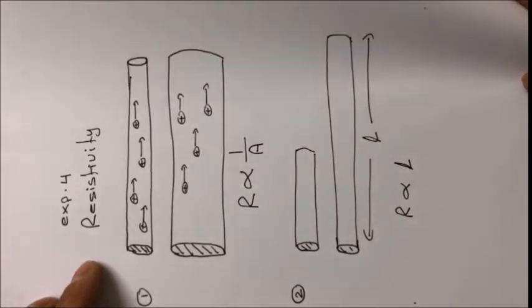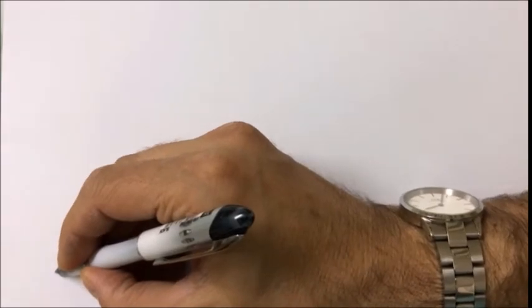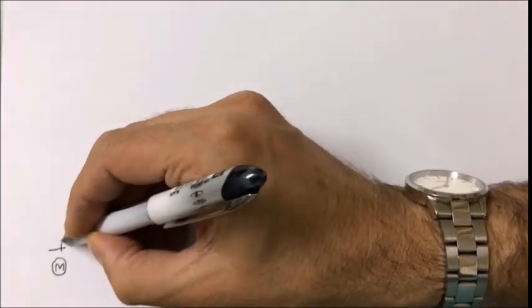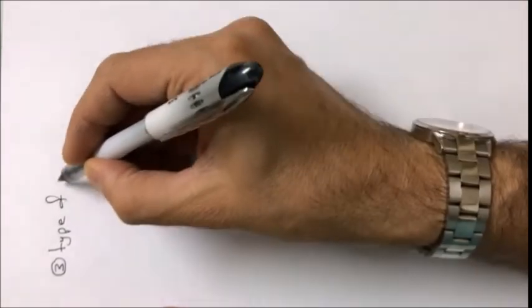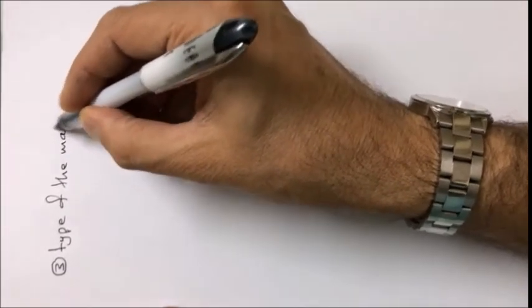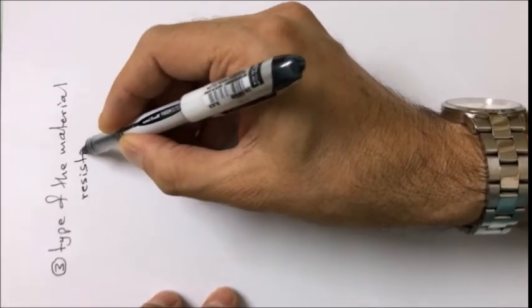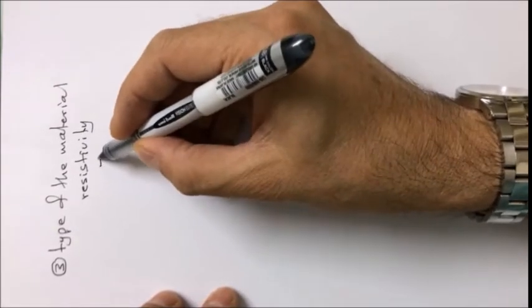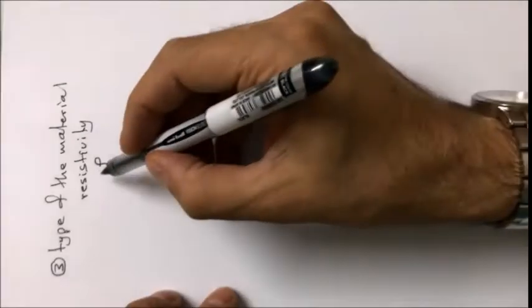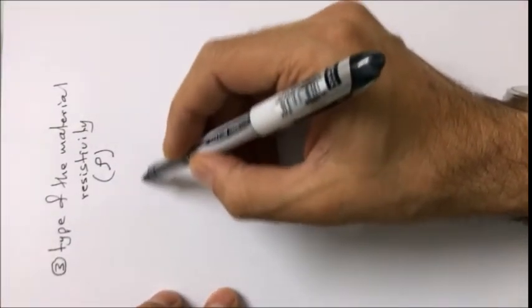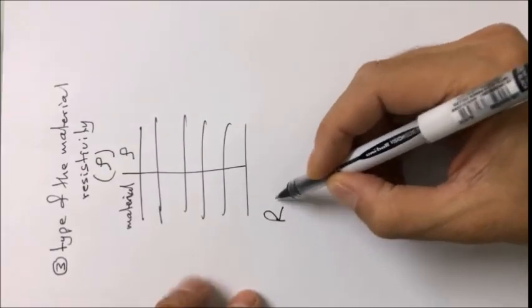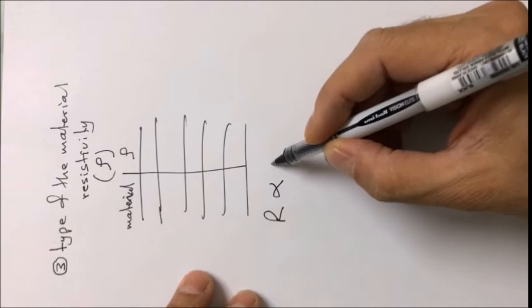Now the third factor on which the resistance depends is the type of the material. The dependence on the type of the material is called the resistivity of the material, and we will use this symbol for the resistivity. It is called rho. So we can say that the resistance is directly proportional to the resistivity.